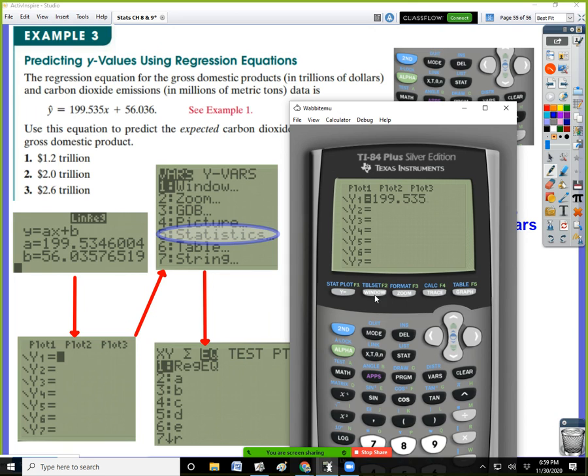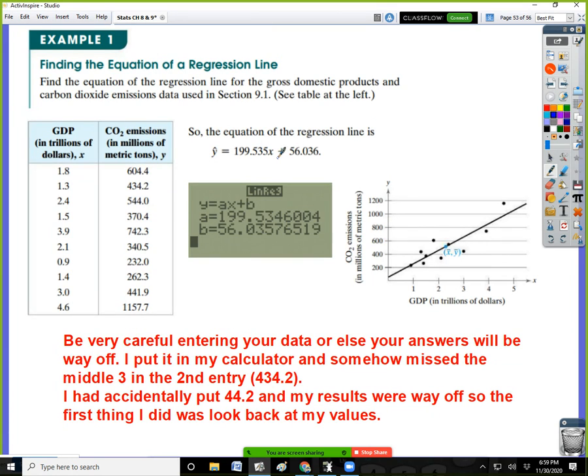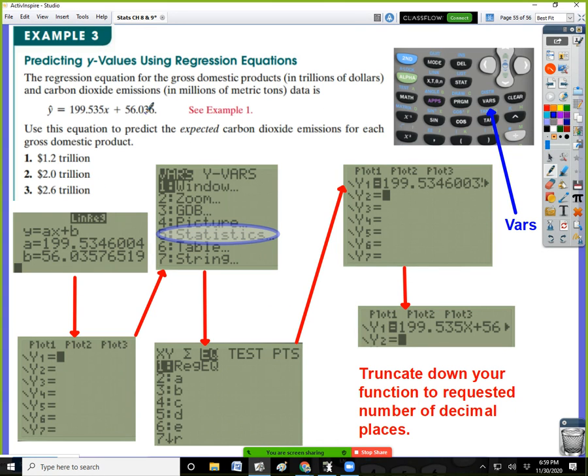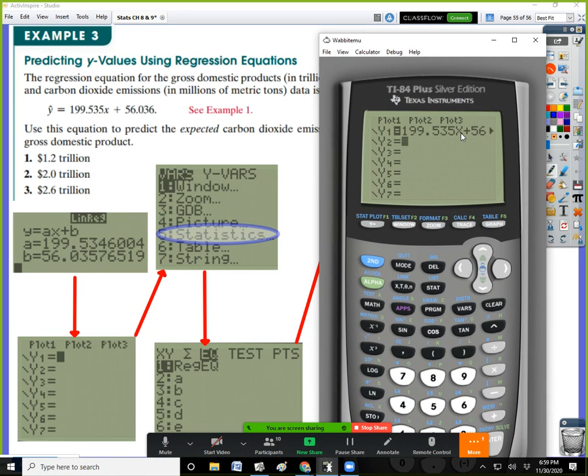199.535x plus 56.036. This was for data that we did back over here. Where's that 199 at? There it is. All of this stuff that we had when we put all this in, that same information, that's what we're using right here.